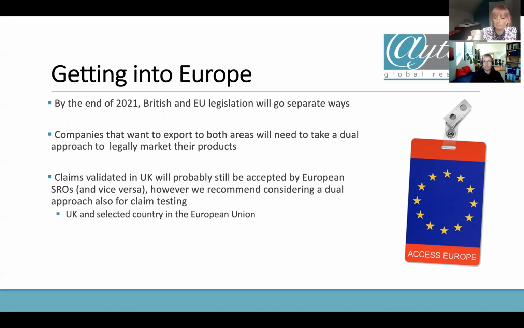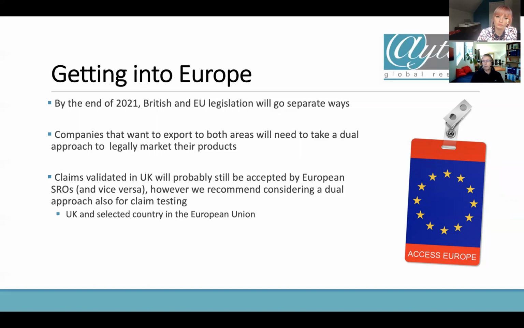Getting access to the UK market doesn't mean you got access to the European market, and vice versa. You will really need to work on both things, and it's probably very likely that quite a few products by the end of this year will suddenly lose the license to be sold in the EU or in the UK. So I know that all of you who are dealing with this problem are very busy on this. But what does it mean for claims?